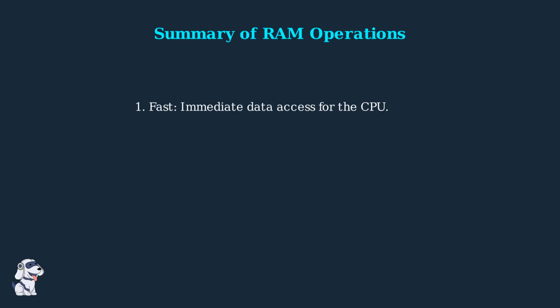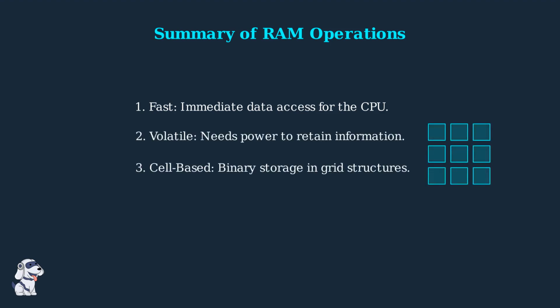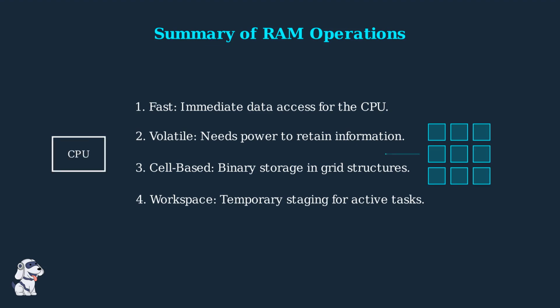To summarize, random access memory is the high-speed, volatile workspace of your computer. It operates as a massive grid of individual memory cells, storing binary data that the CPU needs immediately. Because it is volatile, it requires constant power, providing a clean, temporary stage for your active tasks. Without this efficient cell-based feeding ground, the processor would be constantly waiting for data from slower storage, significantly hindering performance.